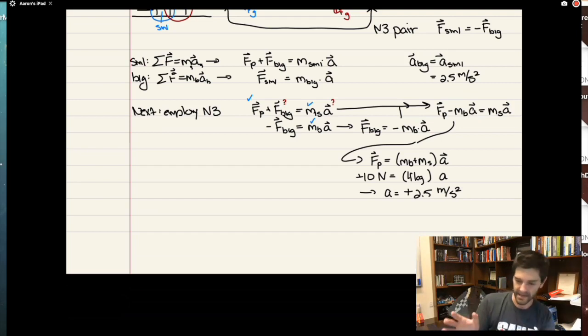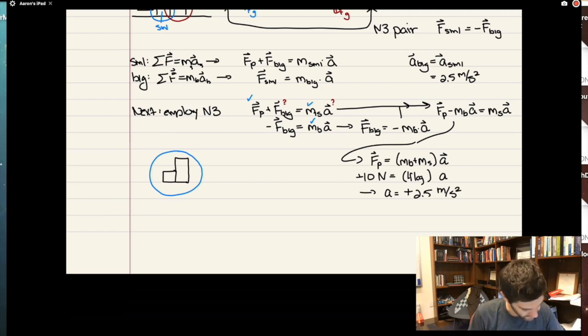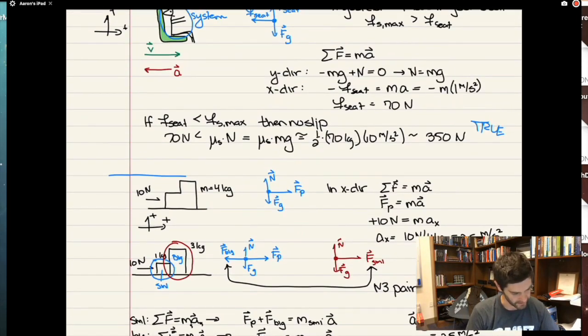But this is also a nice example of why, when we did free body diagrams and force diagrams before, I said objects cannot act on themselves. An object cannot accelerate by acting on itself. And this is why: because of Newton's third law, all those internal interactions cancel out. So if I go back to my Tetris blocks, if this were my system, and there's an F push here, like what we did up above.